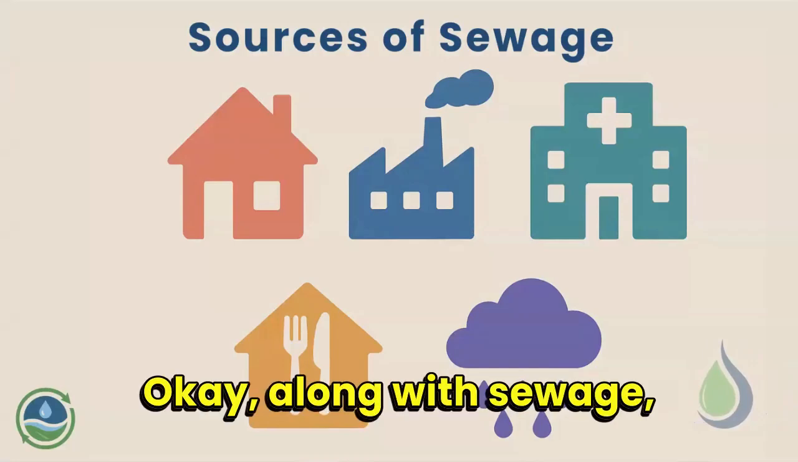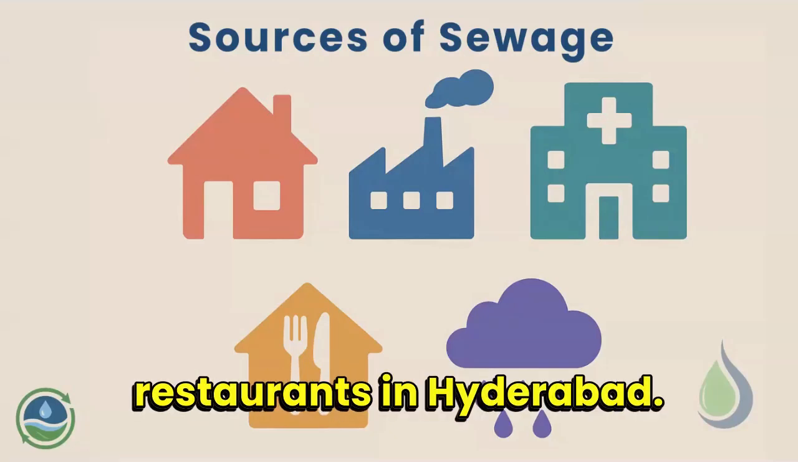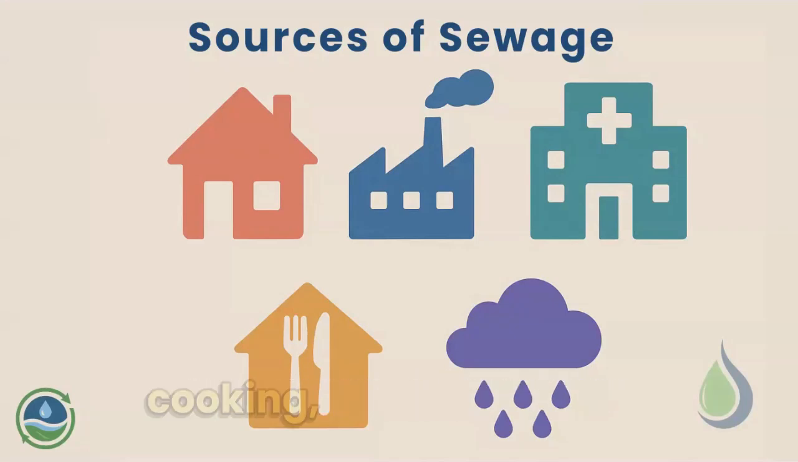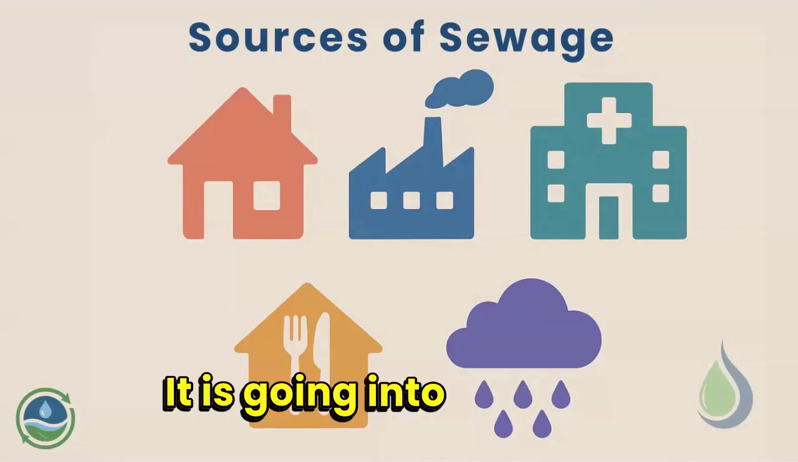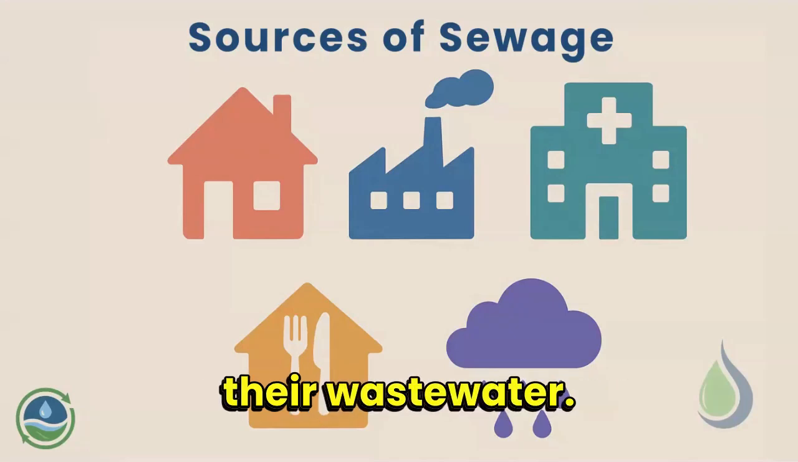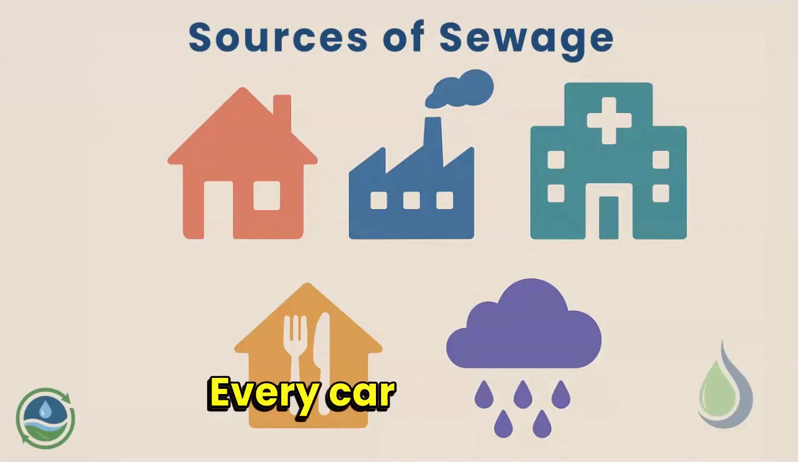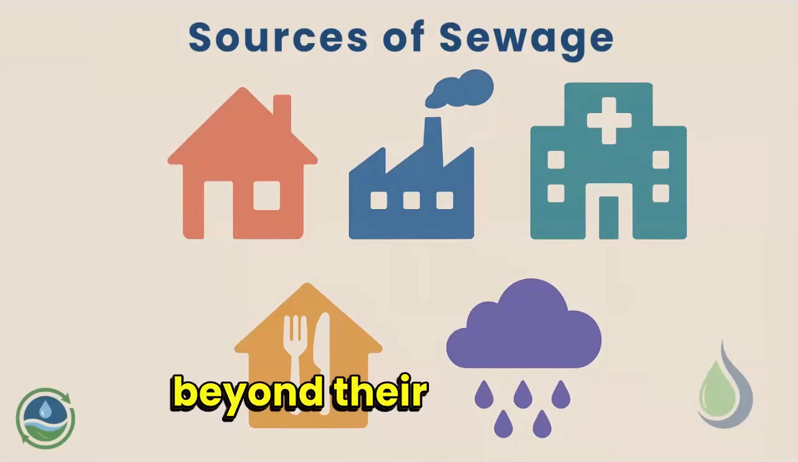Okay. Along with sewage, we are also having additional wastewater sources like restaurants. I was told Hyderabad has something like 10,000 plus restaurants. So imagine all these restaurants cooking, washing their utensils, throwing so much oil, grease, and food particles. Where is it going? Through the drains, it is going into the river. Okay. And factories discharging their wastewater, laundries discharging their wastewater, so many cars being washed every day. Every car wash will use a lot of soap oil. The soap oil along with water is getting into the river. So rivers are overloaded. Maybe they are overloaded 1,000 times beyond their capacity.